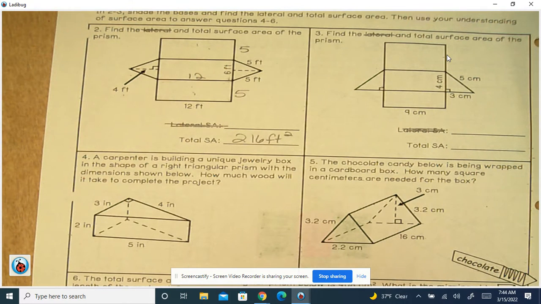All right. On the next one, be sure to mark out that lateral.